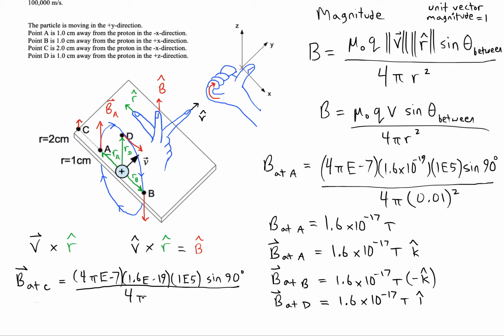And we'll divide by 4 pi times 0.02 squared. That's the only change, actually, is just the distance from the proton. And let's see how much the magnetic field is affected here. I get 0.4 times 10 to the minus 17 teslas. So it is 1/4 of the field, because it's twice as far away, and our direction will be, of course, k hat. So that is 4 times 10 to the minus 18 teslas, k hat.